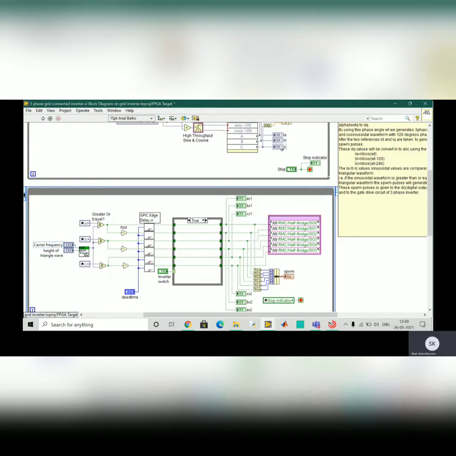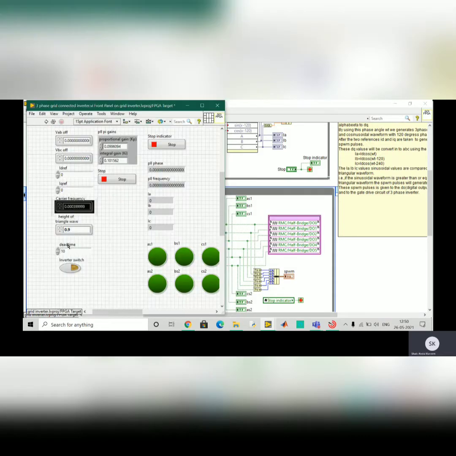This IA, IB and IC are taken as local variables in the single time loop of clock frequency 40 MHz. The IA, IB and IC are compared with the triangular waveform to generate the SPWM pulses. To generate the triangular waveform, we will use two variables, that is carrier frequency and height of triangular wave. So these carrier frequency and height of triangular wave are varied to change the switching periods of the pulses.